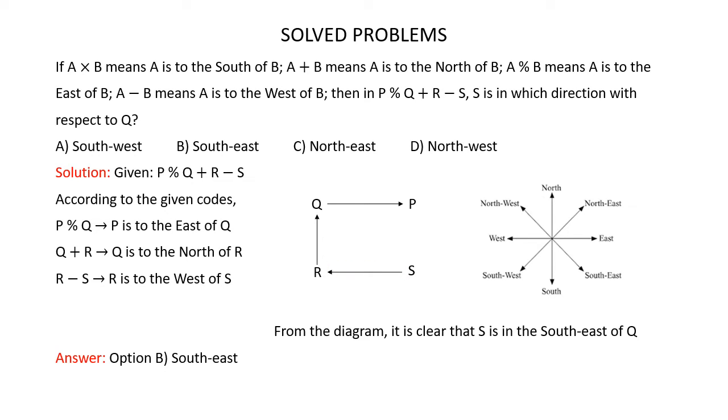Now here we are asked to find in which direction is S with respect to Q. From the diagram it's clear that S is in the southeast of Q. So the correct answer is option B, southeast.